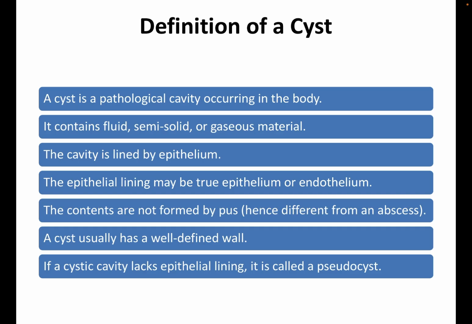A cyst is a pathological cavity occurring in the body containing fluid, semi-solid or gaseous material. The cavity is lined by epithelium. The epithelium lining may be true epithelium or endothelium. The contents are not formed by pus, hence different from abscess. A cyst usually has a well-defined wall. If a cystic cavity lacks epithelial lining, it is called a pseudocyst.